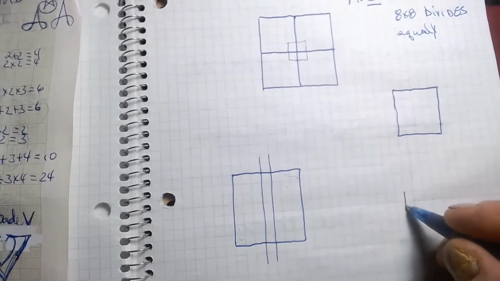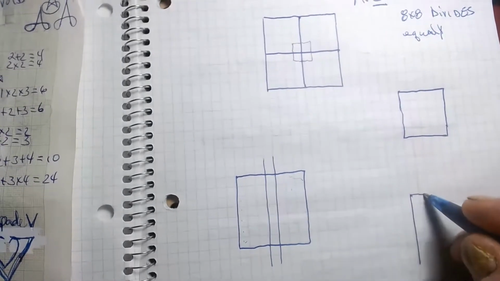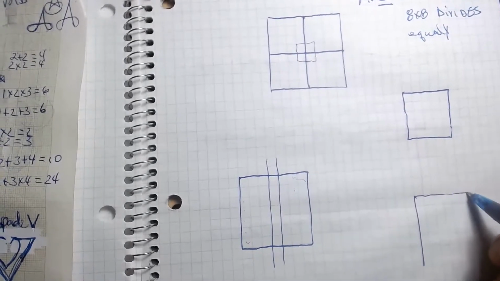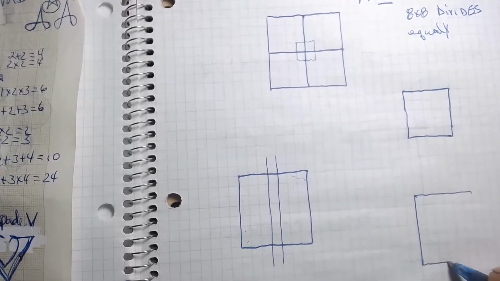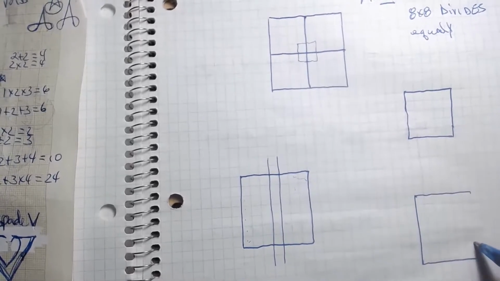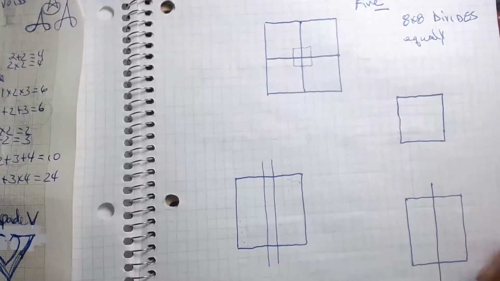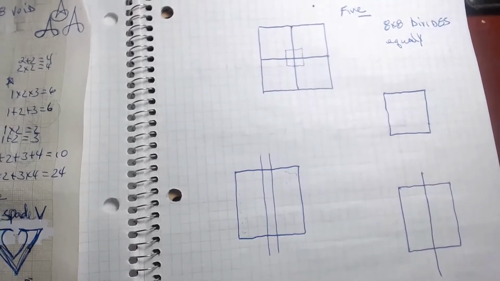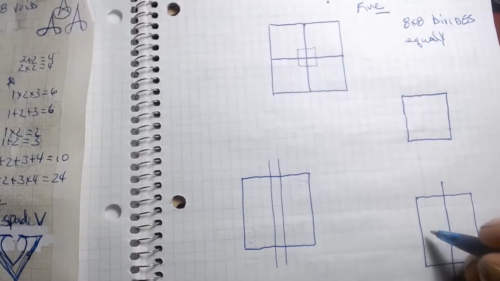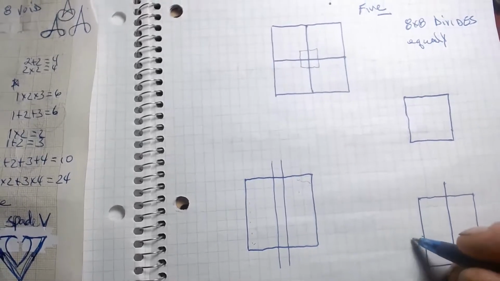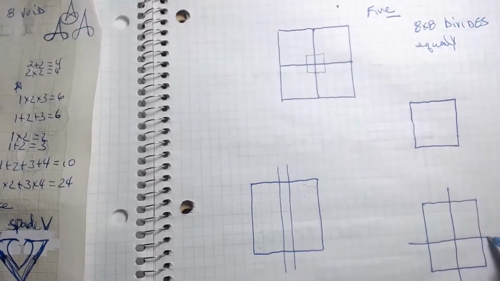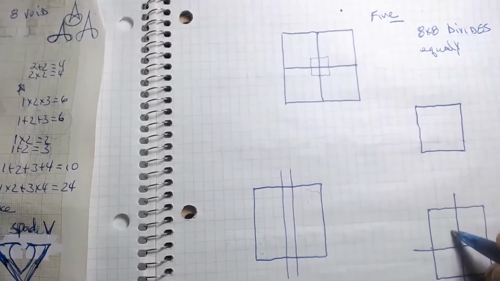We're also going to do 1, 2, 3, 4, 5, 6. In 6, it divides right there. And the center is right there.